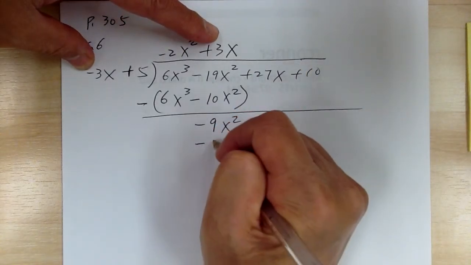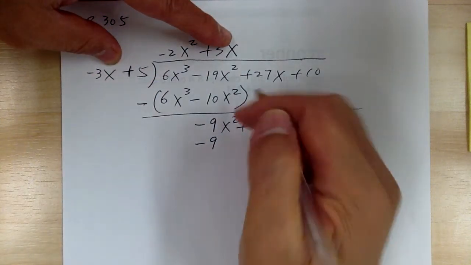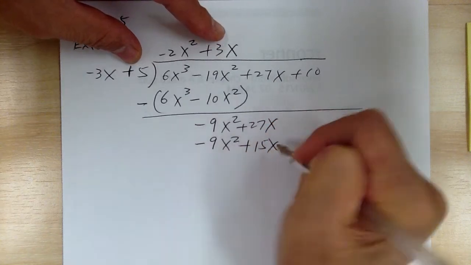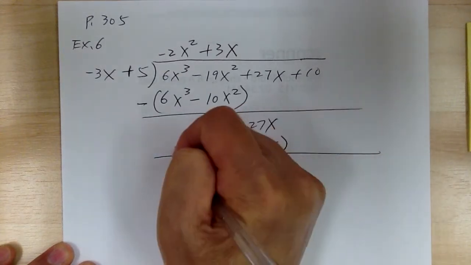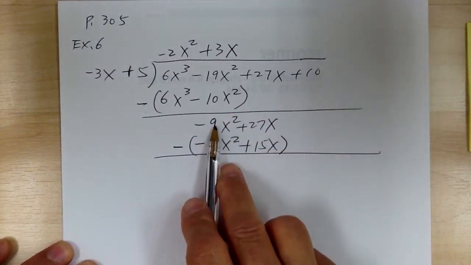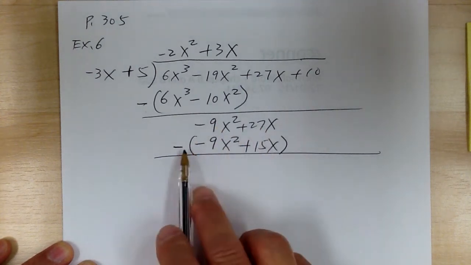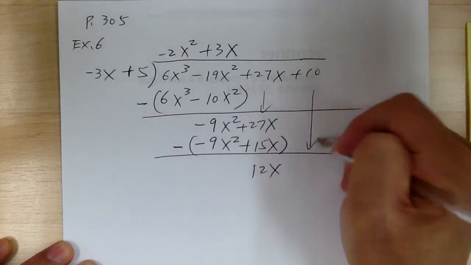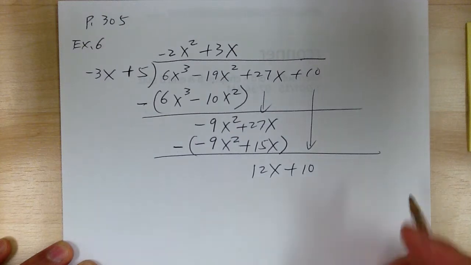So it'd be negative 9, right? 3 times negative 3 gives you negative 9. X times x gives you x squared. And this one will give you plus 15x. Right? Then you draw the line, put parentheses around that, minus. Again, the first term will always cancel out. So this cancels out. So you got 27 minus 15, which will give you 12x. Then after you subtract, you drop the next term. Again, once you know the steps, you just keep repeating over and over and over.